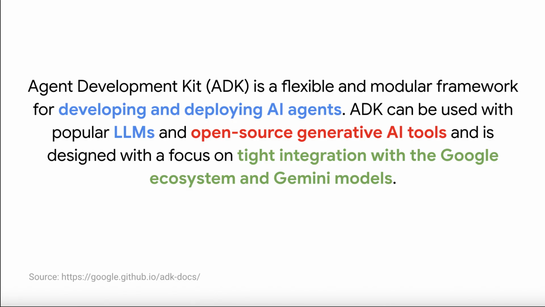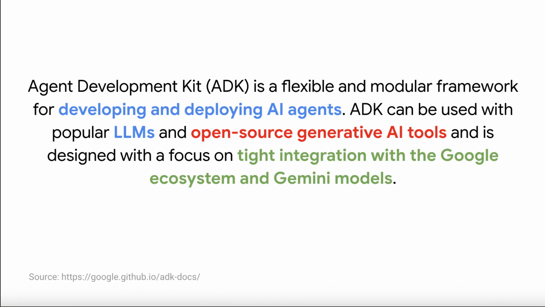I'm going to introduce multiple terms which are going to get clearer in the next videos of the series. So the first one is Agent Development Kit. Agent Development Kit is a flexible framework. It's open source. You would see the source at the bottom of the screen. You could go to google.github.io, ADK docs. It's an open source framework to help you build agents using generative AI tools.